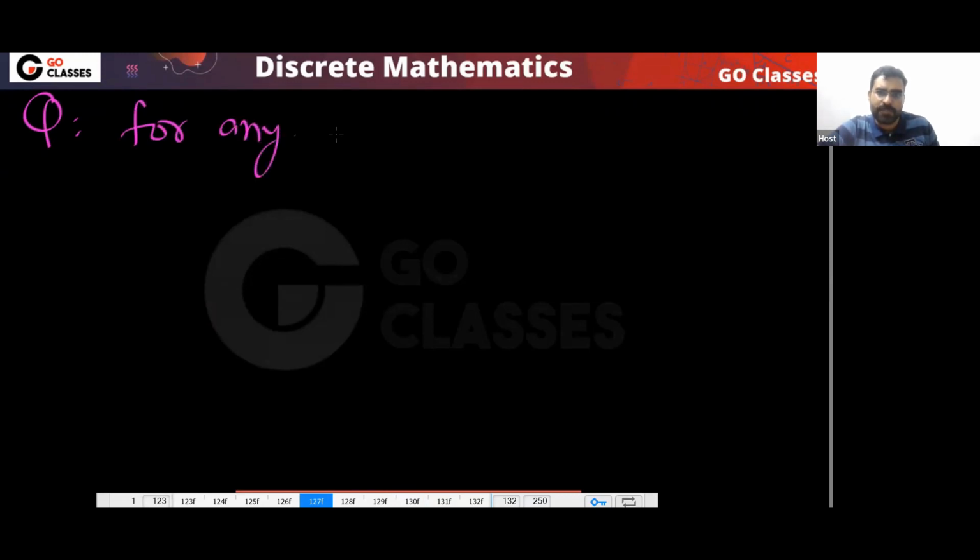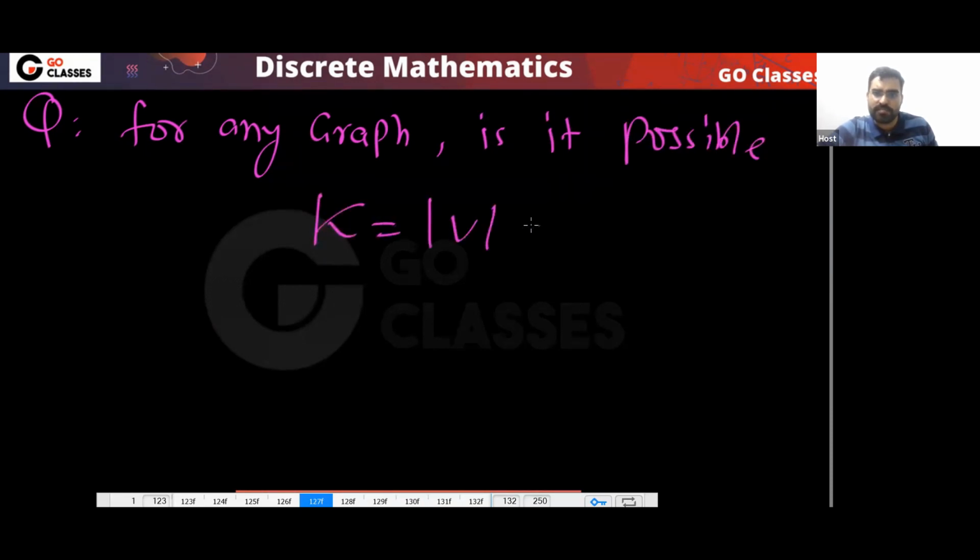Some things you can notice. For any graph, is it possible that kappa is equal to the number of vertices? Is it possible? The answer is no. It is not possible.